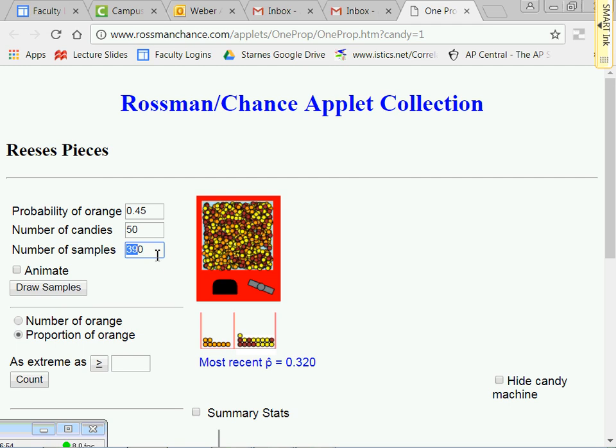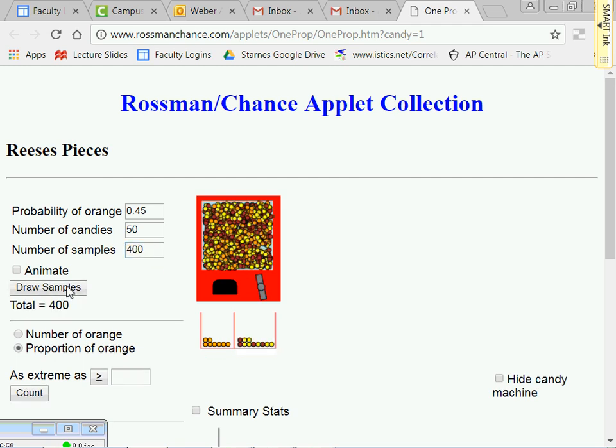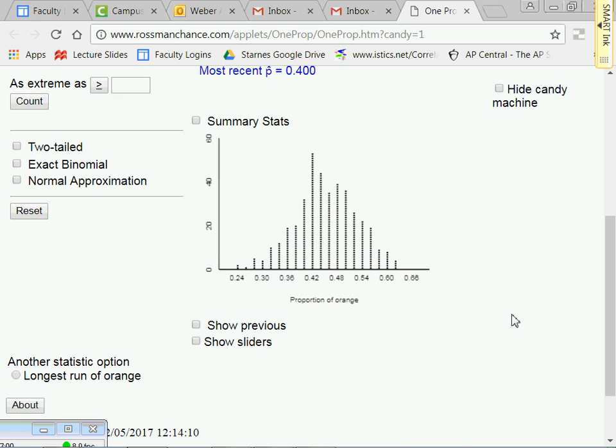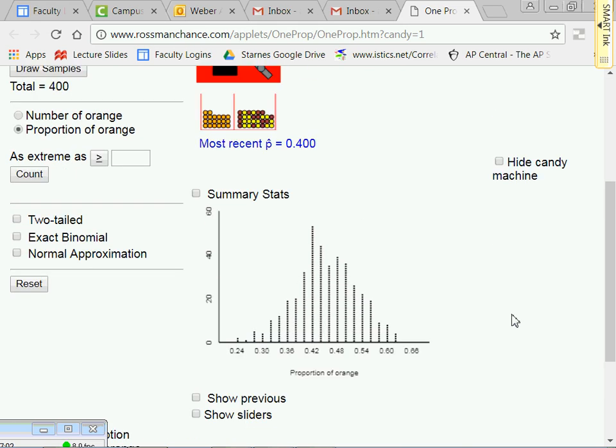All right, so this time instead of drawing 25, we get 50 candies each time. We still are going to do it 400 times. Boom. So it's hard to tell without really looking too carefully. However, what did we learn yesterday? If we increase our sample size, what happens to the spread?